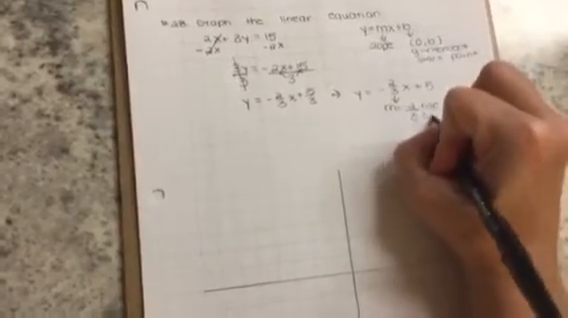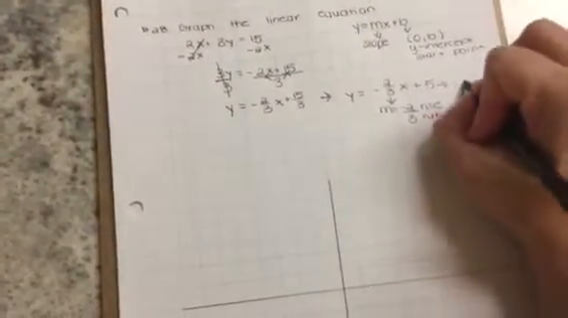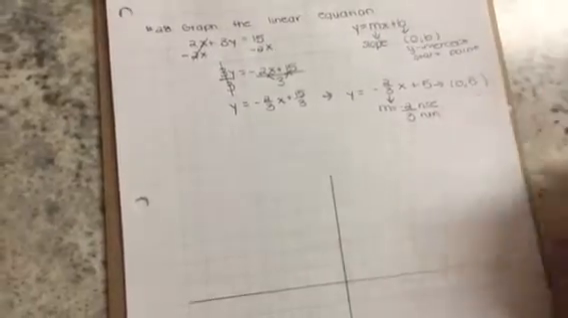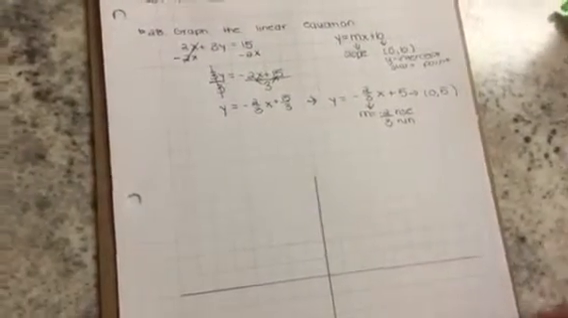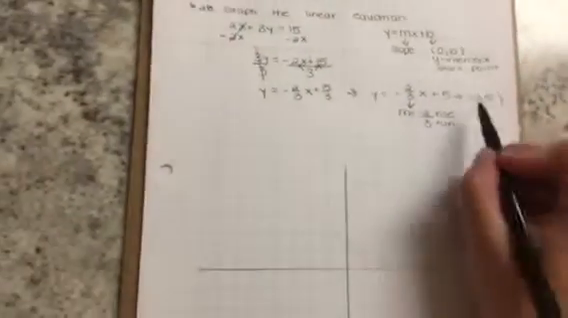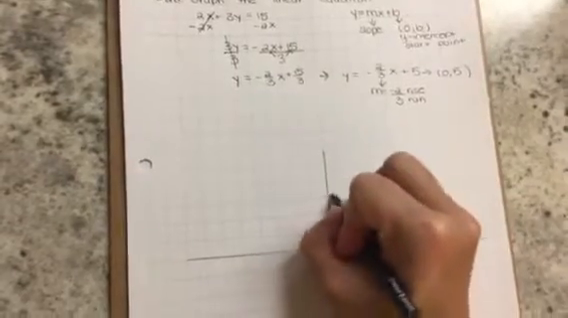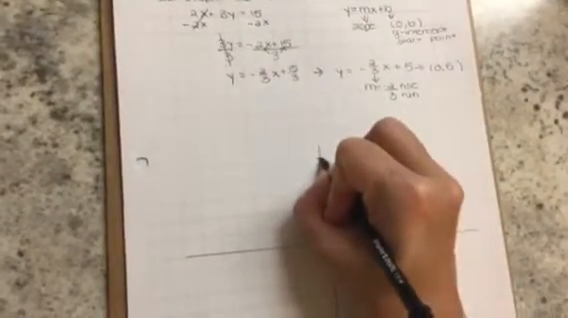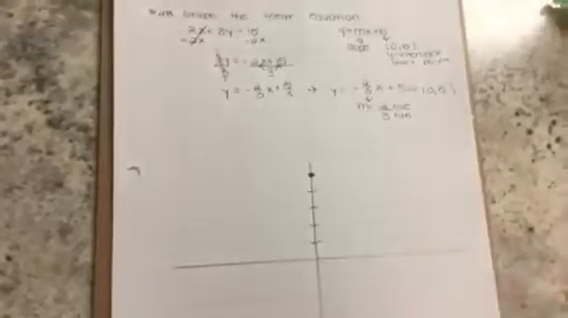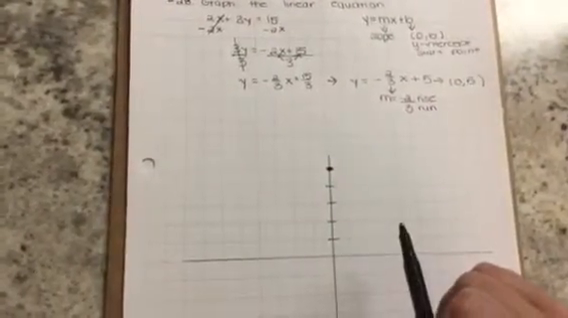So I'm going to rise negative 2, so I'm going to go down 2. I'm going to run positive 3, so I'm going to go to the right 3. And then my b is 5, so this gives me my starting point, my y-intercept at (0, 5). So starting my graph at this (0, 5), I'm going over 0, up 5, based on the y-intercept that the b gave me.